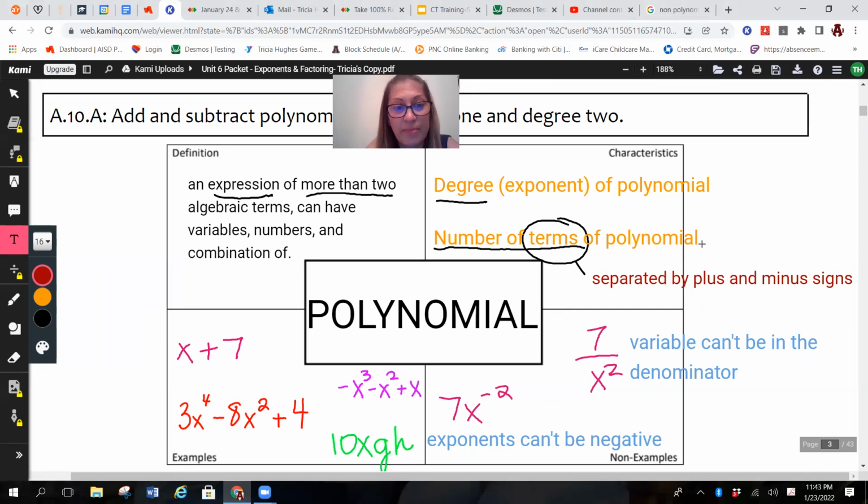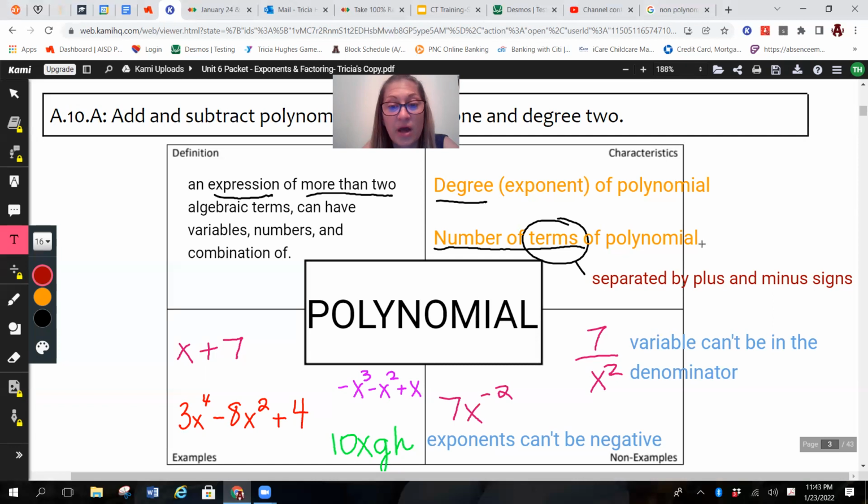Okay, examples of a polynomial. X plus 7 is one of them. 3x to the 4th power minus 8x squared plus 4 is a second one. Purple, negative x cubed minus x squared plus x is a third example. And then green, 10xgh is a polynomial.